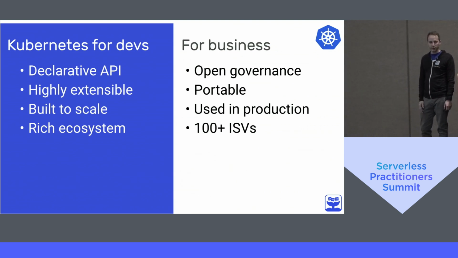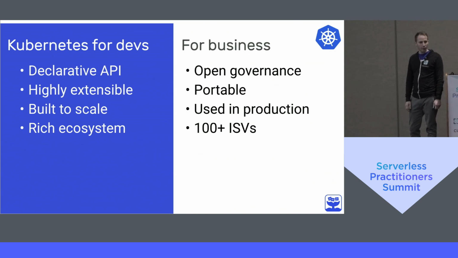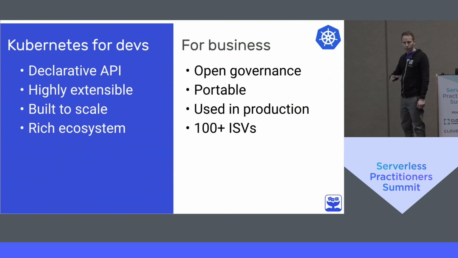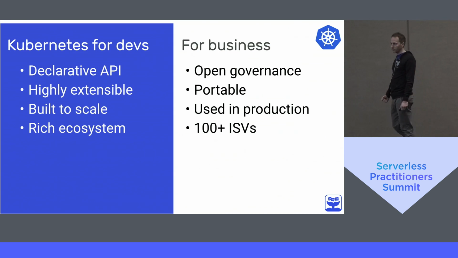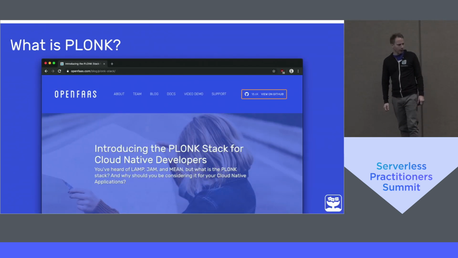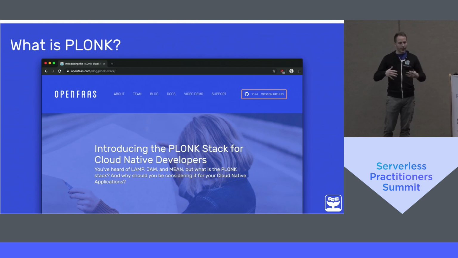So there's 100 ISVs at the moment. There's probably more as of this week. And you can pay them to help you support your software in production. Okay, so great reasons on both sides. But I think there's still a little bit lacking in the middle.